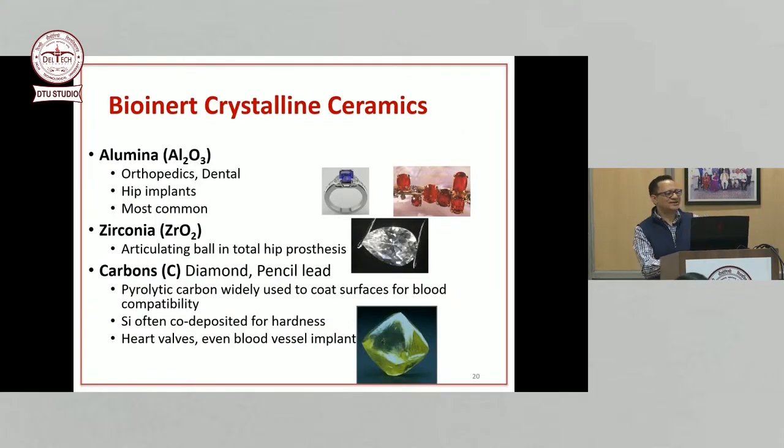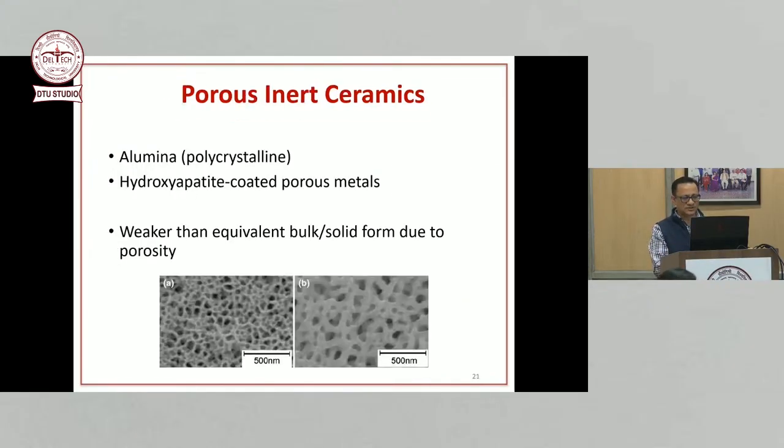Now, bio-inert crystalline ceramics, for example, alumina, somebody yesterday said that, right? For dental and hip implants, alumina is useful. Zirconia can be used. Carbons are good, that can be used. Porous ceramics, we talked about it, alumina, hydroxyapatite. They are good for bone implants because cells are growing in it. But remember, since they are porous, they are weak also, right? The limitation is the strength of the material because it's a porous material.